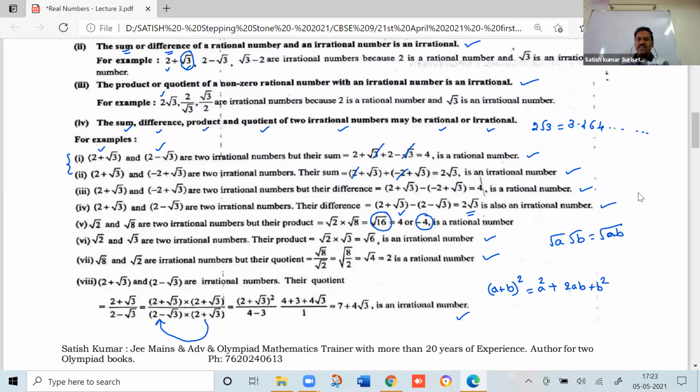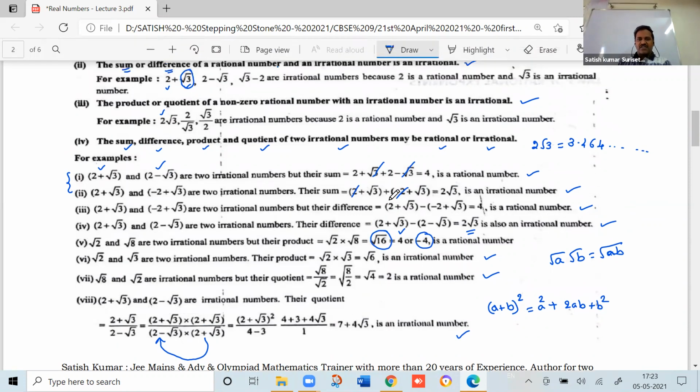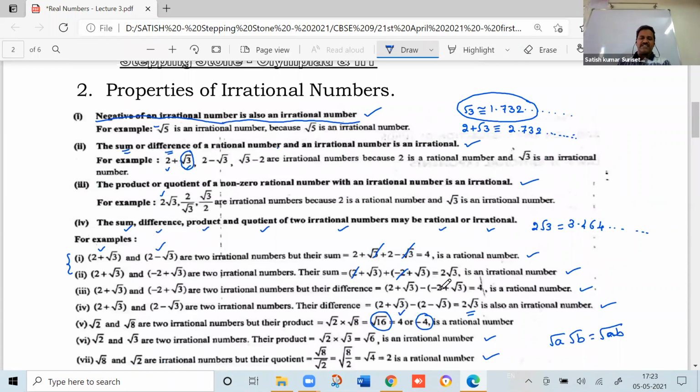That means the quotient also can be a rational number or an irrational number. So you need to remember these properties. These are very important. Sometimes if it is asked, an example should be given.